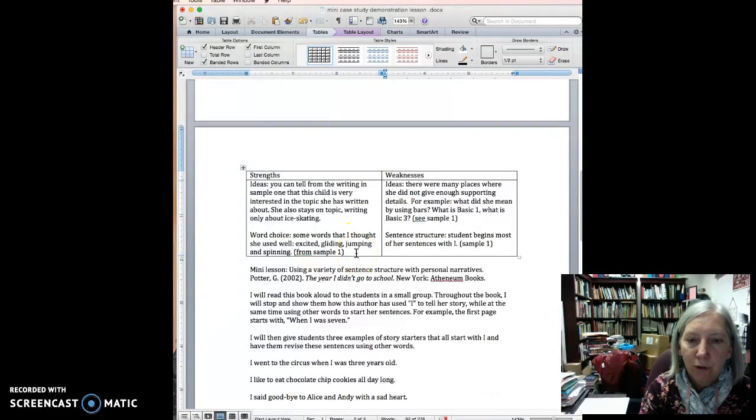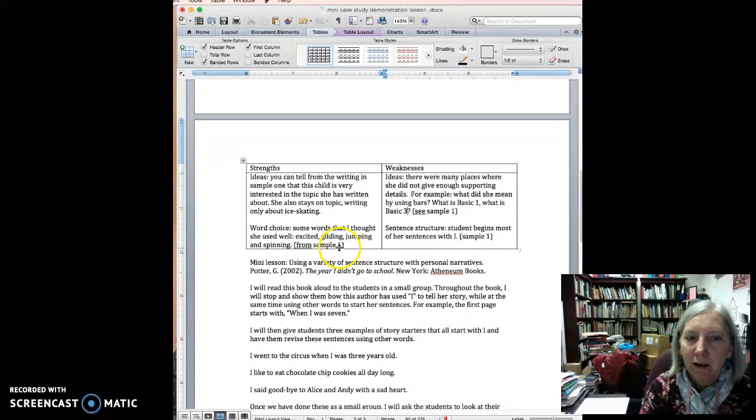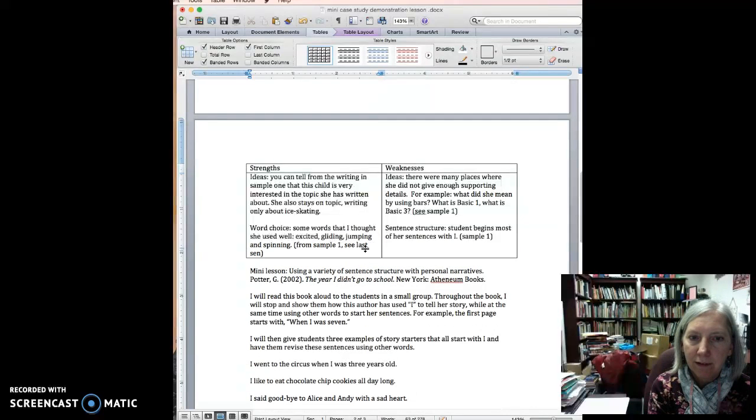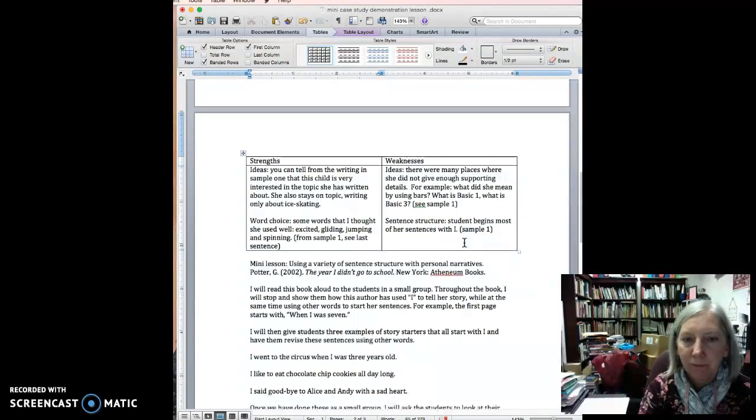So word choice is a strength. Some words that I thought she used well: excited, gliding, jumping, and spinning, again from sample 1. If it wasn't clear where those things were, I might be more specific. So I might say, see last sentence. That would give the reader a little bit more information. And then sentence structure: student begins most of her sentences with I. And again, see sample 1.